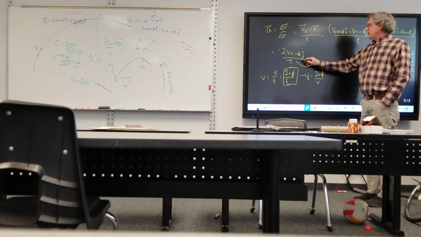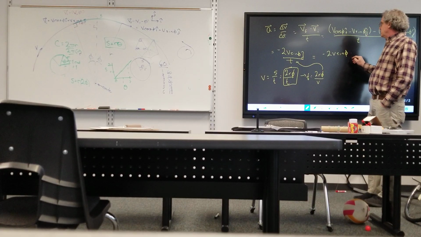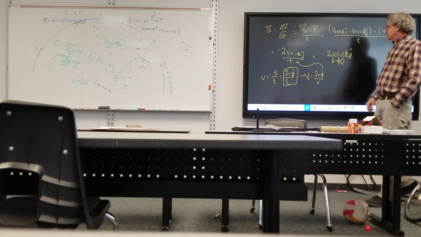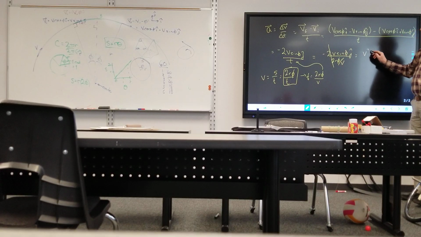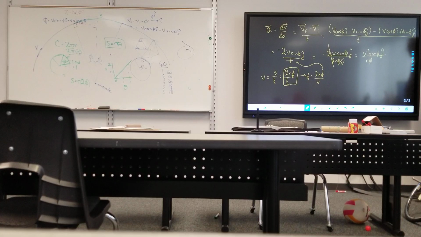And if I plug that into here, I now have 2v sine phi j hat divided by 2r phi over v, which is, well, the 2's cancel out. I'm left with negative v squared sine phi j hat over r phi. Nope, I lost my minus sign. There we go. Minus.